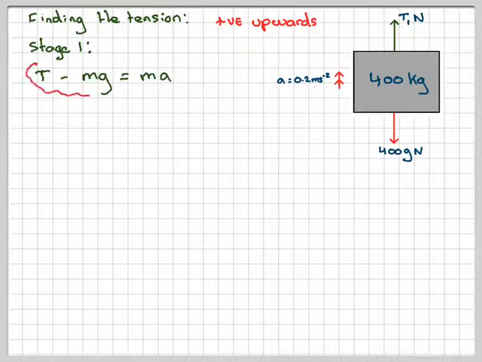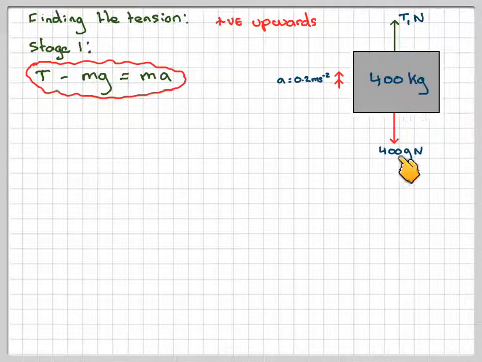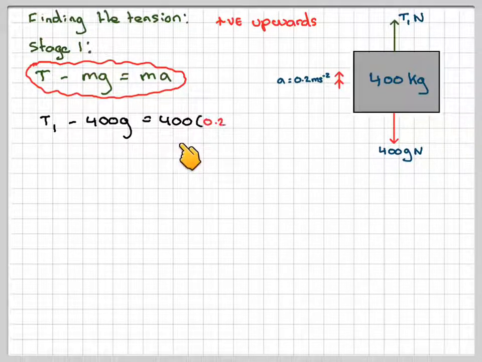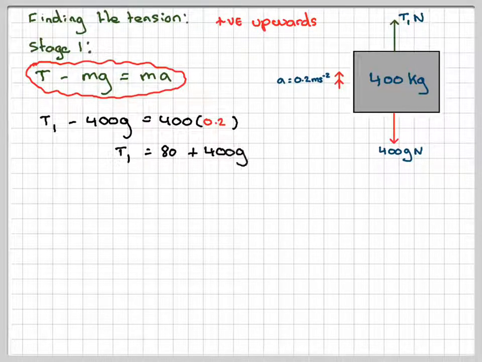So using Newton's second law, the tension minus the weight, mg, is going to be the mass times the acceleration, and therefore T1 minus 400g is going to be equal to 400 times 0.2. So that's going to give me that T1 is 400 times 0.2, which is 80, plus 400g, and then g is 9.8 meters per second squared. So we're going to have a tension of 4,000 newtons.